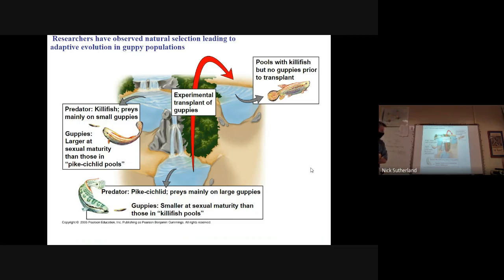Now these different guppy populations lived under different selective pressures. Selective pressures are things like predators or just the environment. Maybe it's a change in climate. Those would be selective pressures. Things that could possibly kill them or allow for some to be killed and some to be left alive.